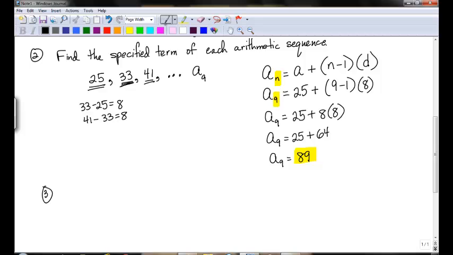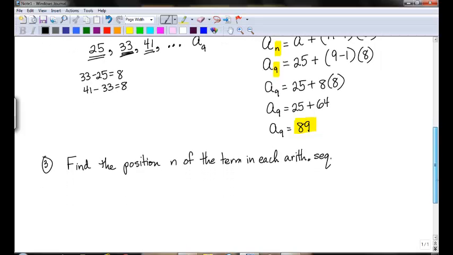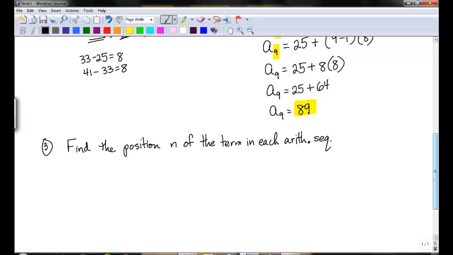Okay, now they're going to change it up a little bit, because you can solve for any of those variables. Say they ask you to find the position n of the term in each. Now, the author's being real nice in this section. The author's telling you that it's arithmetic. In the next section, we'll do geometric, and then they'll start leaving it out. You will have to decide. The way you know it's arithmetic is if it has a common difference. Okay, here's the sequence.